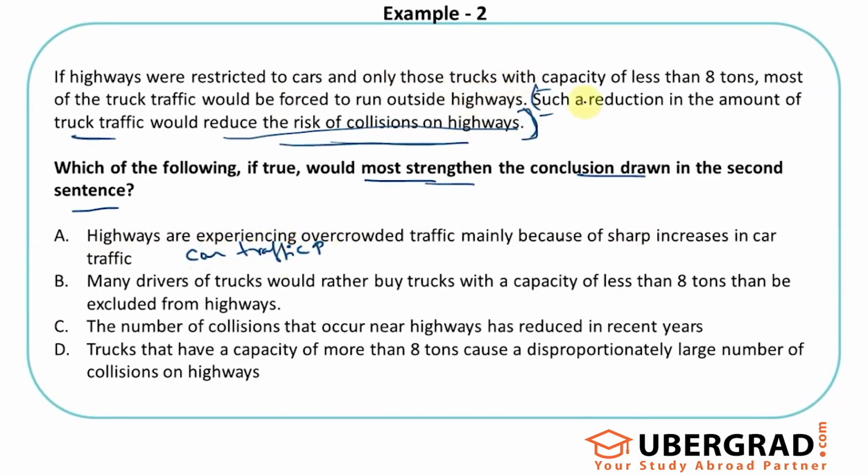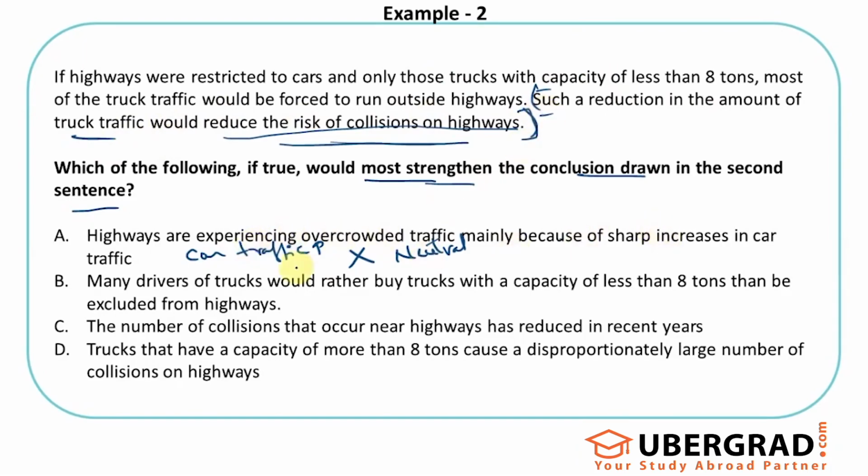How would us moving out the truck traffic reduce the collisions? It would not agree to it, right? It would be irrelevant at max, or maybe even sort of weakens it a bit, but maybe I would say it is a neutral statement. The author feels that a reduction in truck traffic, basically fewer trucks on highways, would reduce the collisions on highways.